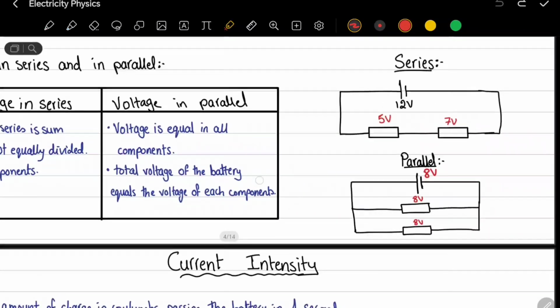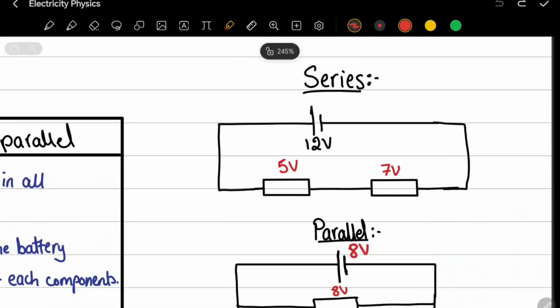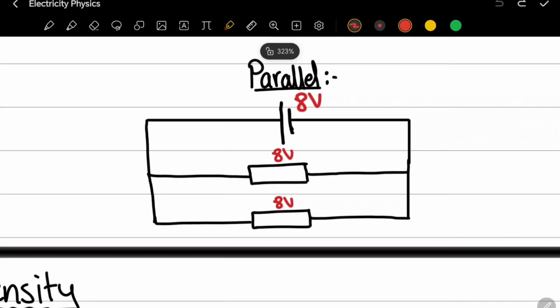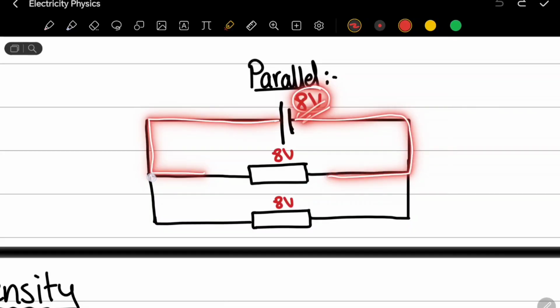Let's have a look at our example. In this series circuit, the total voltage of the battery is 12 volts. But look what happened to it. It got divided unequally. Here 5 volts and here 7 volts because this all depends on the resistance of the resistors. Now in this parallel circuit, we have 8 volts. This is the total voltage. But this total voltage will be the same across both resistors because the voltage will never change.